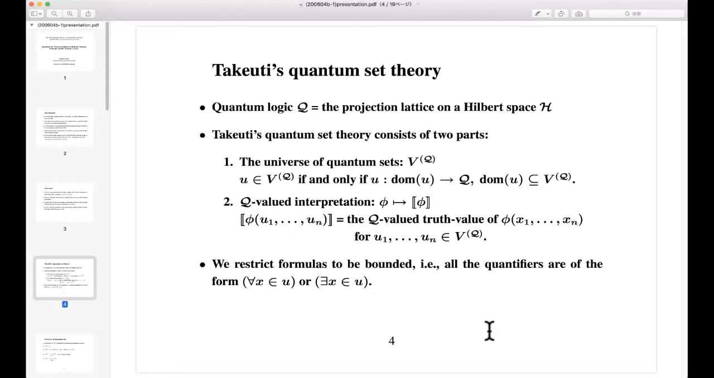And then the Q-valued interpretation: the Q-valued truth value of a formula phi(x1, ..., xn) with free variables x1 to xn, for elements u1 to un of the quantum universe. So you determine the truth value if those free variables are applied to those elements of the quantum universe. We restrict formulas to be bounded. That is, all the quantifiers are of the form for every x in u or there exists x in u.